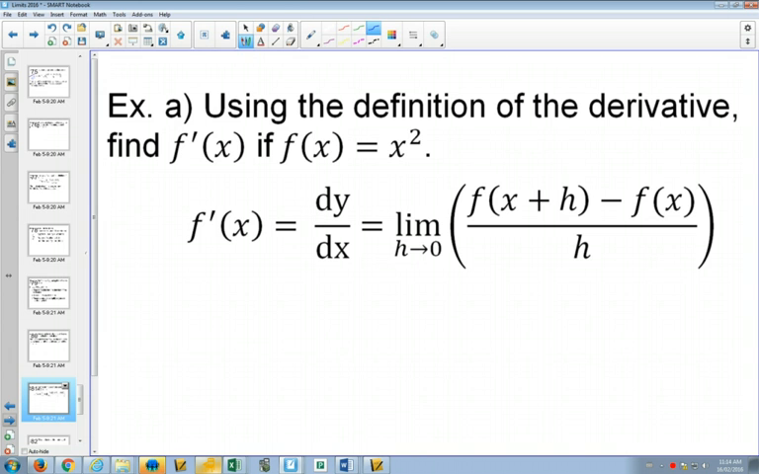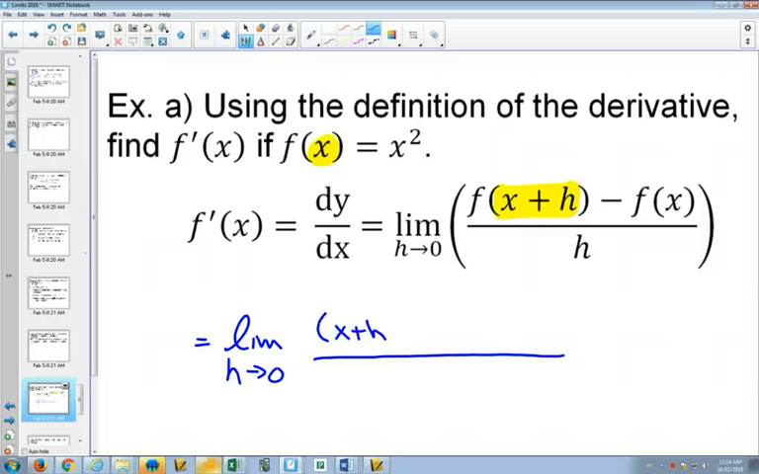So what we do, we're always going to write limit as h goes to 0 until we can actually evaluate that limit. Remember, when you do f of x plus h, you're replacing the x with an x plus h. So in function notation, what does that mean? That means I'm going to have x plus h squared minus f of x, and f of x is just x squared all over h.